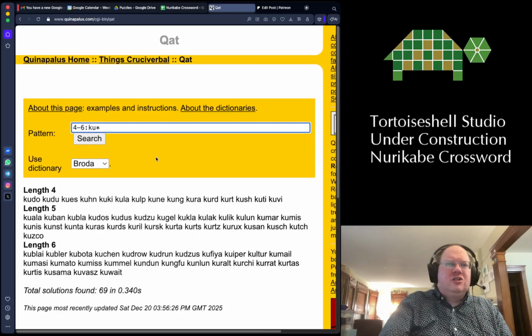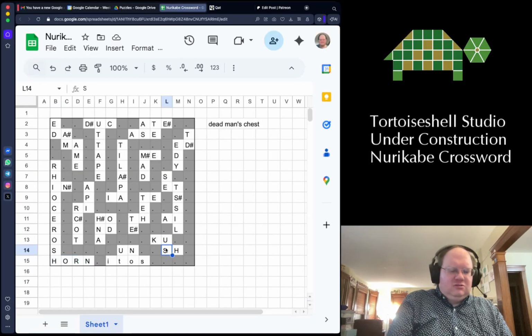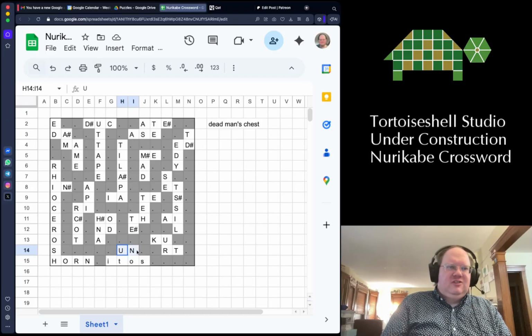If we had Kurt and the. What if we had. Oh, no. If we had Kurt, we'd need the S to come in somewhere in this bottom entry in this row, and that's not happening.